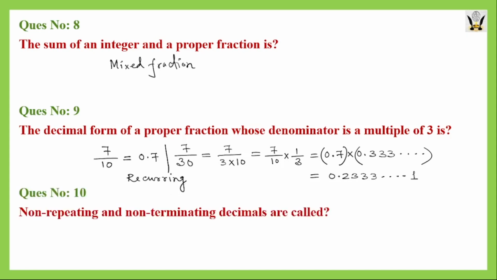The next problem says the non-repeating and non-terminating decimals are called what? So first of all, the decimal number is non-terminating, so it will never end. The digits after the decimal point will never end. At the same time, this is also non-repeating. And since this is non-repeating, that decimal number can never be represented as P divided by Q or as a rational number. So this type of non-repeating and non-terminating decimals will be irrational numbers.